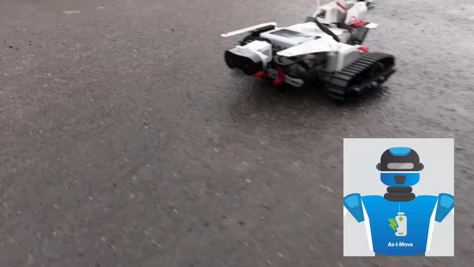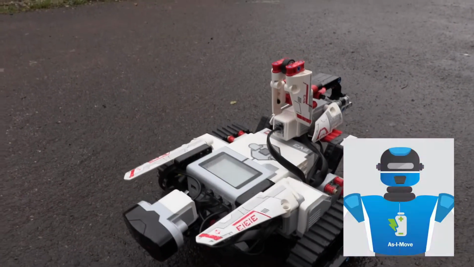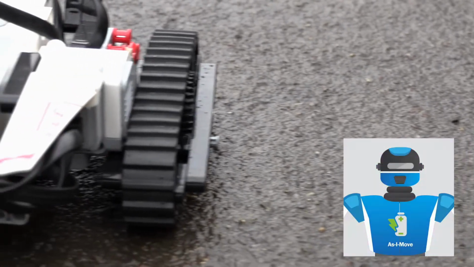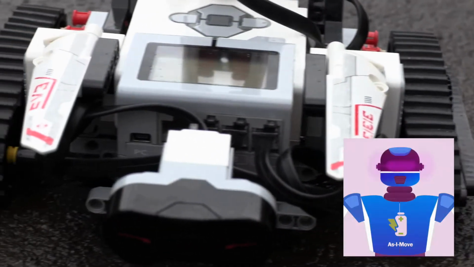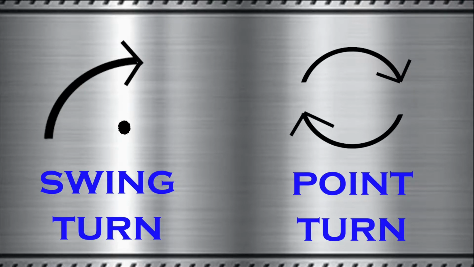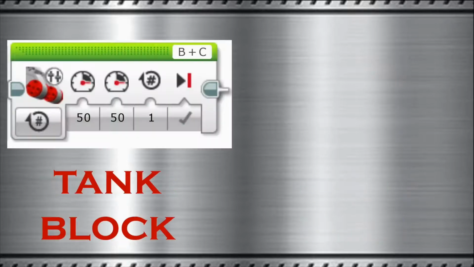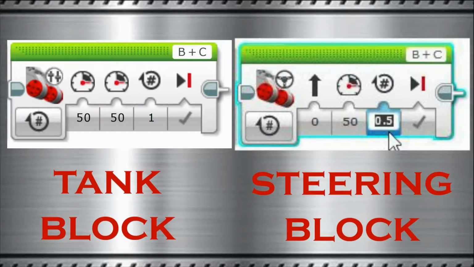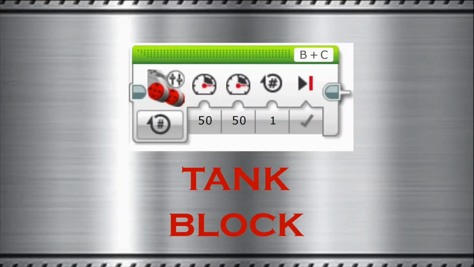Precisely. So first, let us begin by learning how to turn our robot on the spot. Since Eve has 2 motors, he is capable of turning in one of 2 ways: a swing turn and a point turn. These 2 actions can be achieved with either one of 2 different action blocks, the tank block or the old familiar steering block. Each controls the 2 motors in different ways. Let us first observe the effects of the tank motor block.